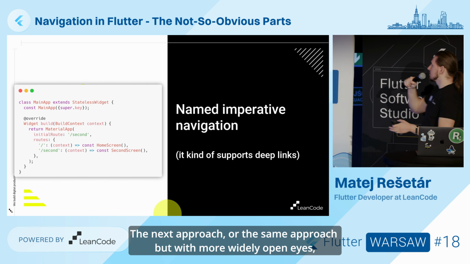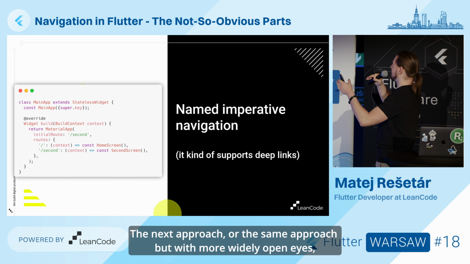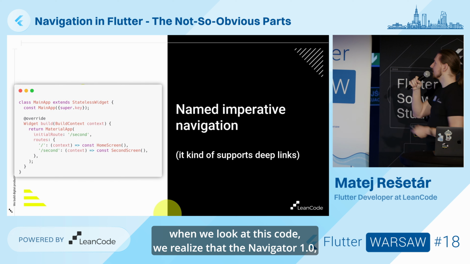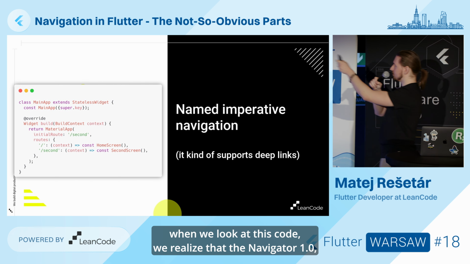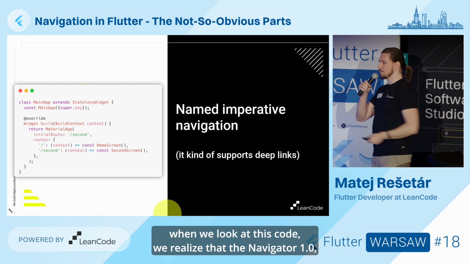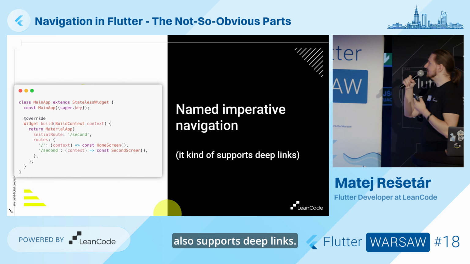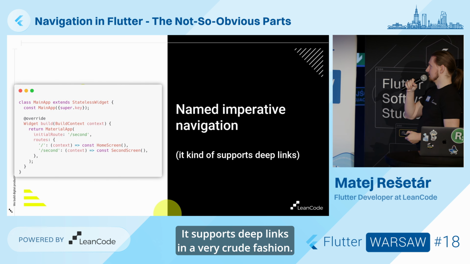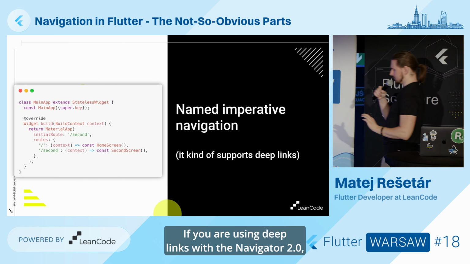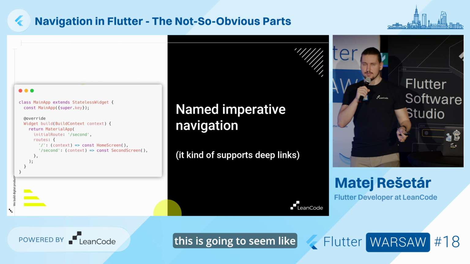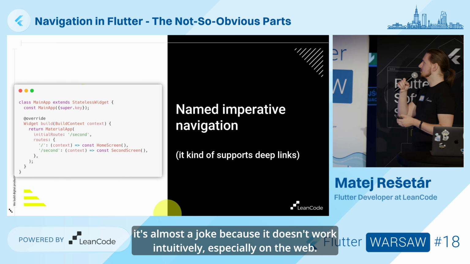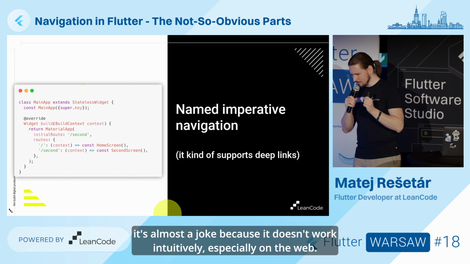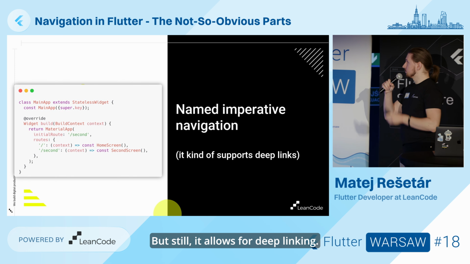The next approach, or kind of the same approach, but with more widely opened eyes: when we look at this code, we realize that the Navigator 1.0 also kind of supports deep links. It supports deep links in a very crude fashion. If you are used to deep links with the Navigator 2.0, this is going to seem almost like a joke because it doesn't work intuitively, especially on the web.